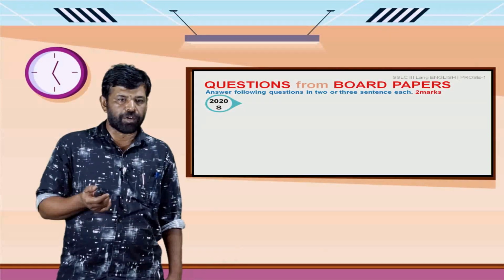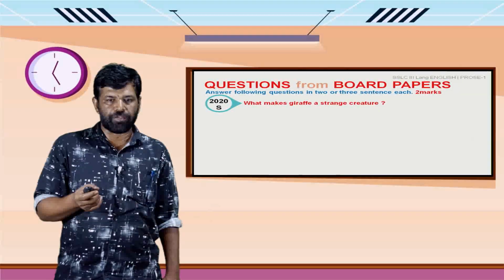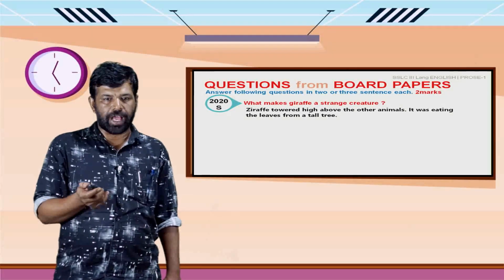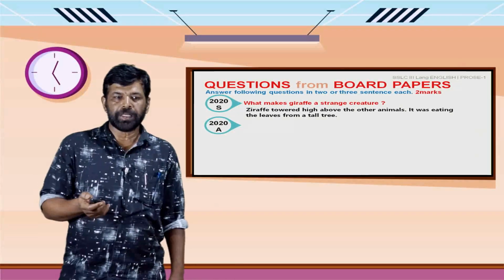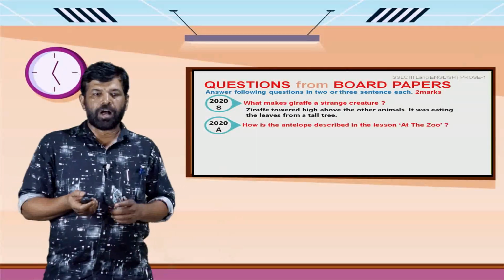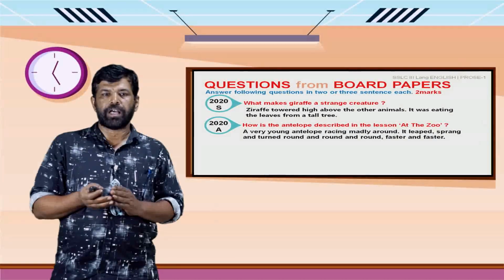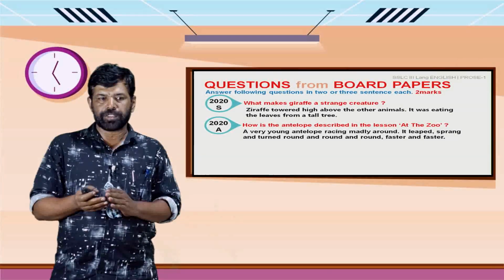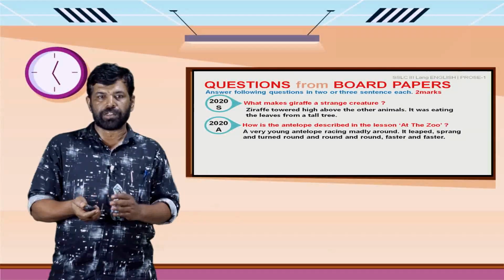And here is a question from 2020 September, that is the supplementary examination. What makes giraffe a strange creature? Answer: the giraffe towered high above the animals, and it was eating the leaves from a tall tree. And from 2020 April, there is a question: how is the antelope described in the lesson at the zoo? And the answer is, a very young antelope racing madly around. It leaped, sprang, and turned around and round and round, and ran faster and faster.